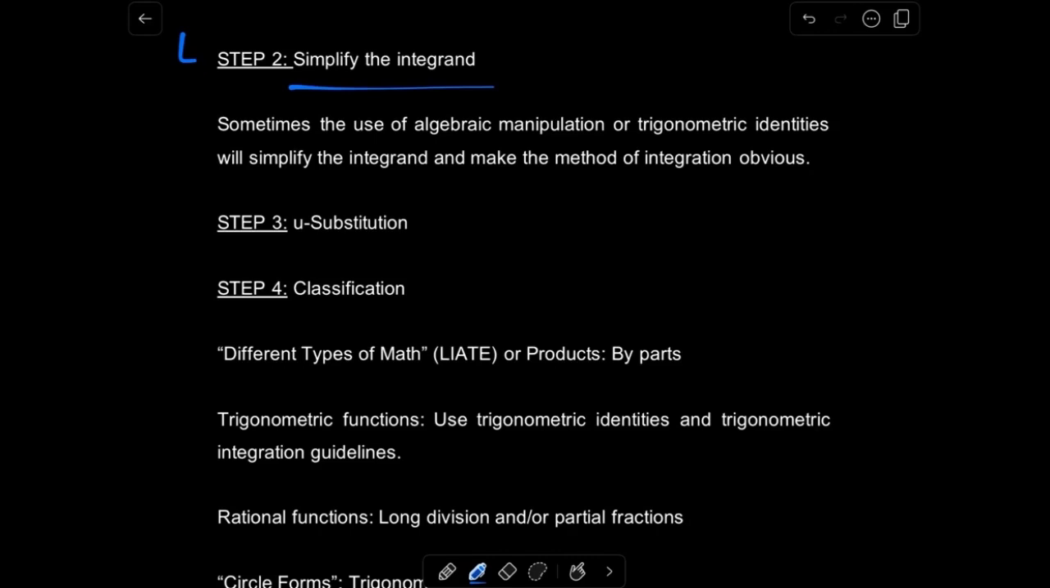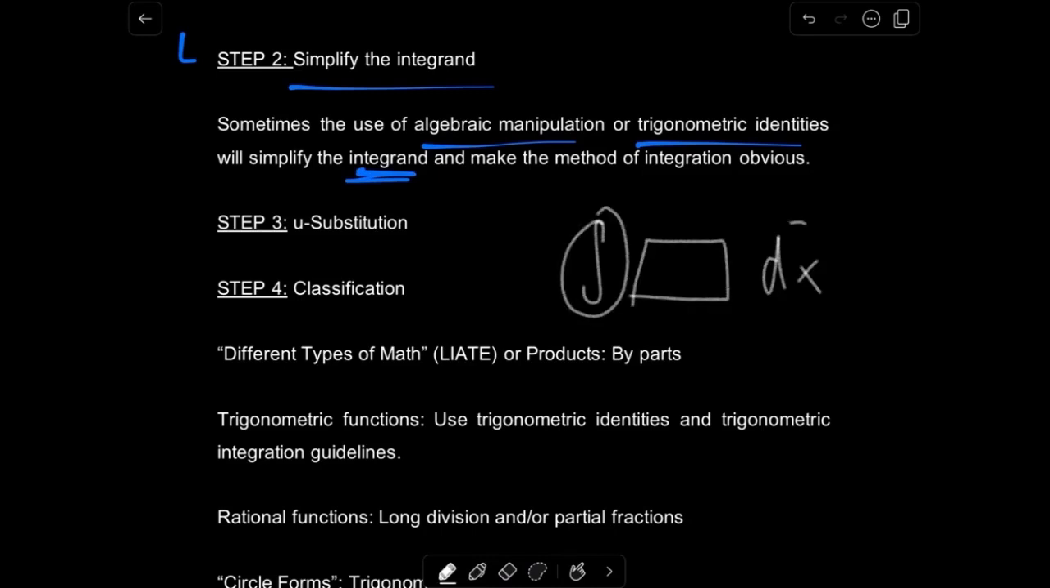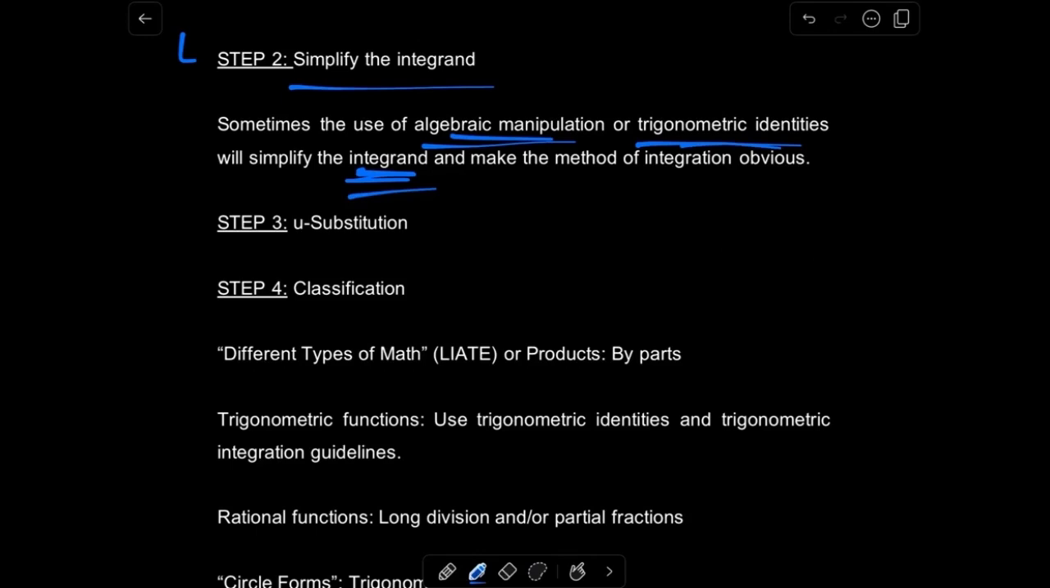Sometimes the use of algebraic manipulation or trigonometric identities will simplify the integrand. By the way, integrand is the function that needs to be integrated. It's basically what appears here in between the integral sign and dx. Okay, so sometimes algebraic manipulation and trigonometric identities will simplify the integrand and make the method of integration a bit more obvious. That's step 2, simplify.